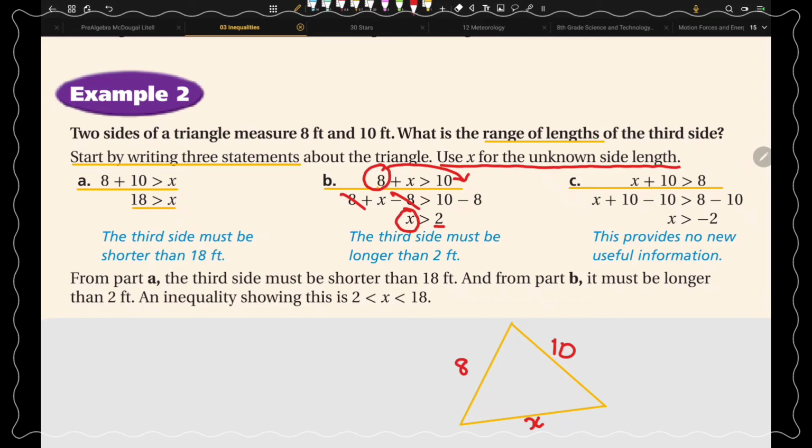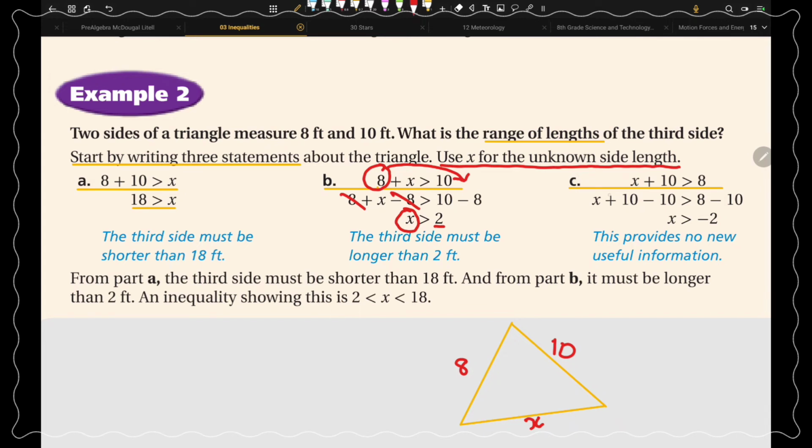So we've seen inequalities like this before, where you have two conditions that need to be met. The first condition is that x has to be less than 18, because 18 has to be bigger than x, right? The second condition is that x has to be bigger than 2. It's smaller than 18, yes, but it has to be bigger than 2, right? So let's take a look at C.